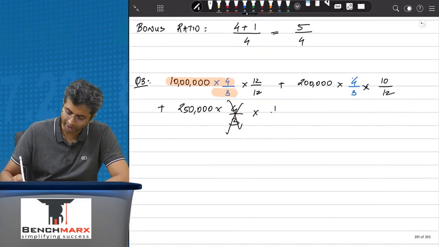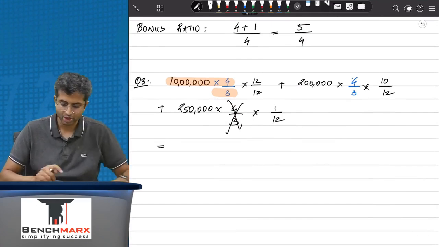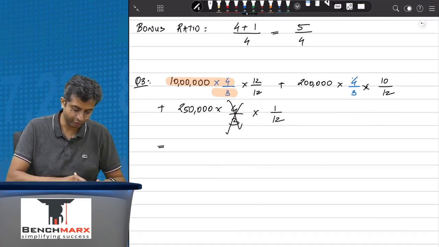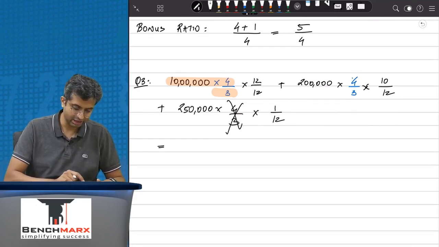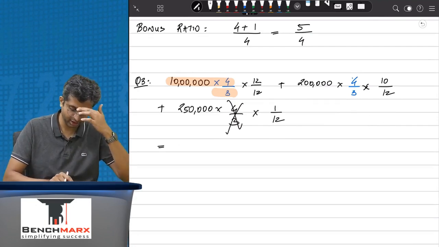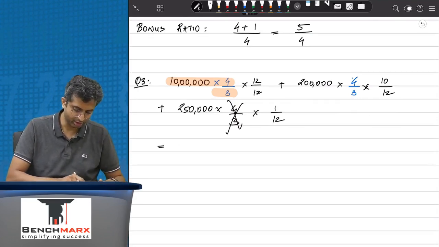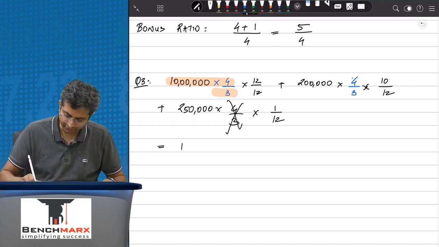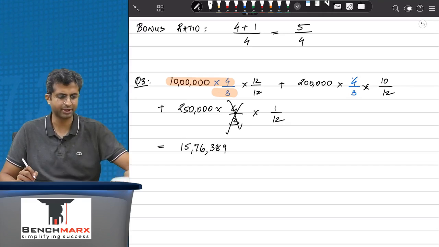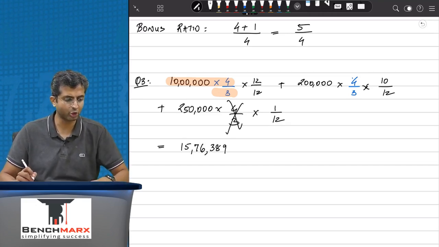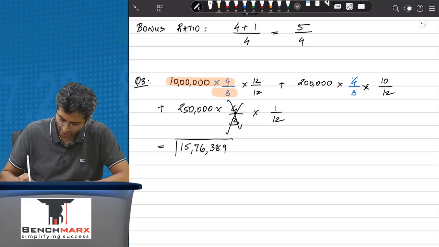So into 1 by 12, and that will finally give you, so this is 10 lakhs into 4 divided by 3 into 12 by 12, 2 lakhs into 4 divided by 3 into 10 by 12, and 2,50,000 directly divided by 12. So if I total this up, this is I think 15,76,388 or 389 as the case may be. So I hope that takes care of your understanding.